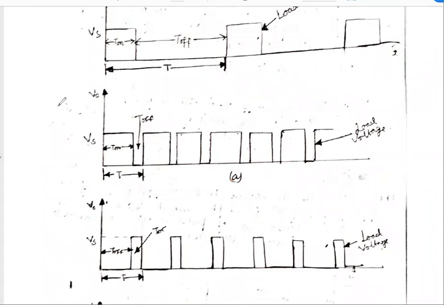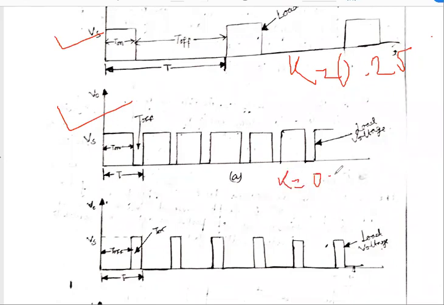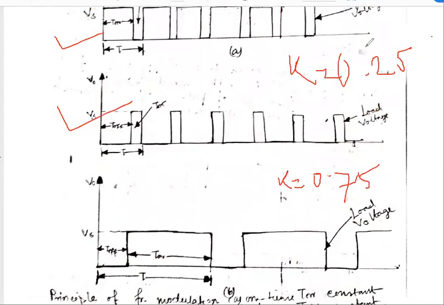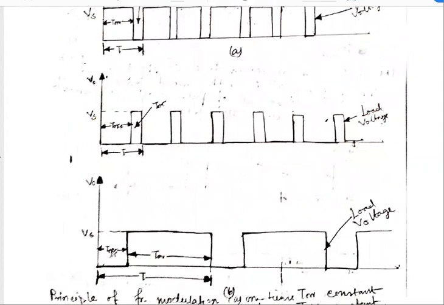Here in the first two figures, we kept the T on as constant. In the first figure, T on is 1/4 of T, so K is equal to 0.25. But here this is 3/4 of T, that is, here K is equal to 0.75. And for the next two waveforms, we see that we take the T on time as constant and we vary the time period. This is the same funda as the previous one.